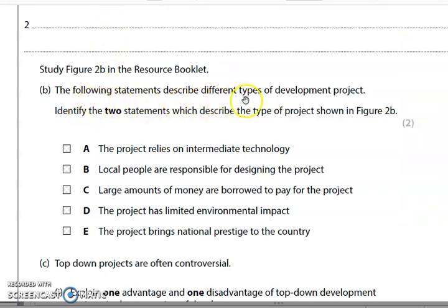The following statements describe different types of development project. Identify the 2 statements which describe the type of project shown in figure 2b. Now it's important, you only have to identify, but you have to give 2 statements. It's worth 2 marks, so you've got to give 2 different answers here. Make sure you read it.